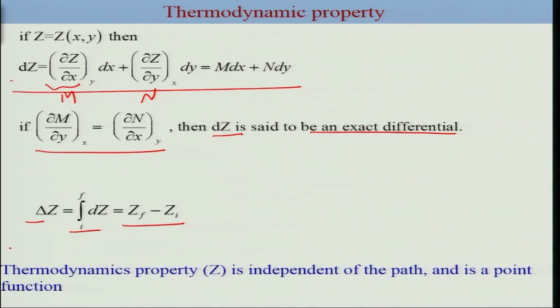And therefore thermodynamic property Z is independent of the path because of being an exact differential and is a point function. So this is the definition of the point function.